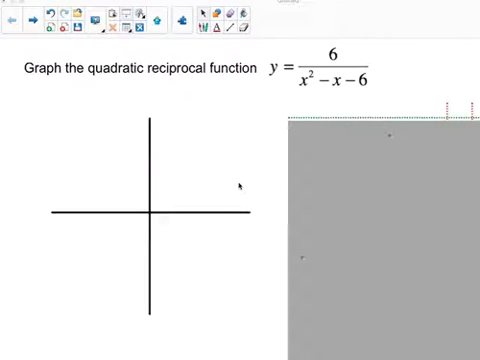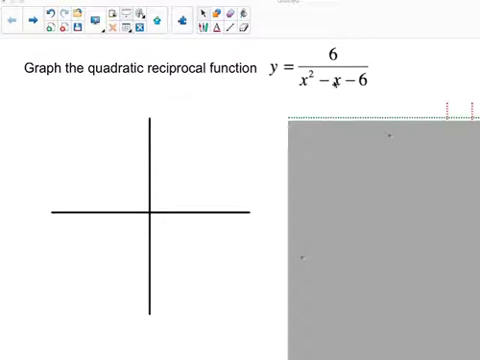It says to graph the quadratic reciprocal function y equals 6 over x squared minus x minus 6. In this case, we know it's quadratic because we have a quadratic function on the bottom. And this is unfortunately in standard form, so we are going to have to do a little bit of work to end up figuring out where the vertical asymptotes are.